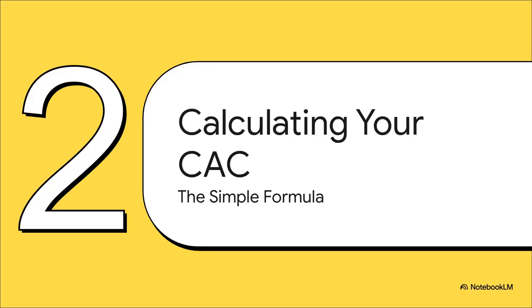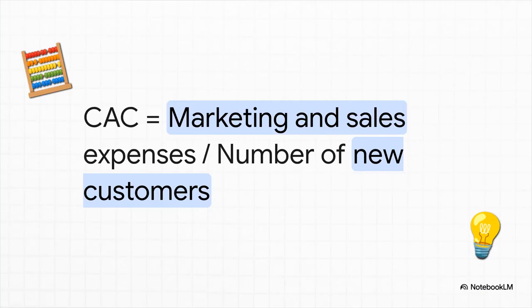All right, so how do you actually calculate this thing? You might be thinking it's some crazy complicated formula, but nope. Thankfully, the standard way to do it is wonderfully straightforward. So yeah, the formula itself, super simple. You just take all of your marketing and sales expenses over a specific period, say for 1 quarter, and then you just divide that total by the number of new customers you brought in during that exact same period. Seriously, that's it. That number is your CAC.